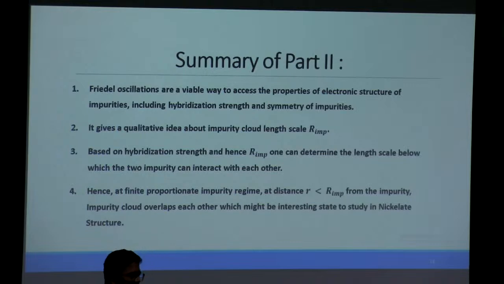And from that, we can roughly get an idea about the finite proportionate regime at distance r less than R_imp from the impurity, where the impurity clouds will overlap. And we might expect some different behavior or interesting states to study in this type of nickelate structure.